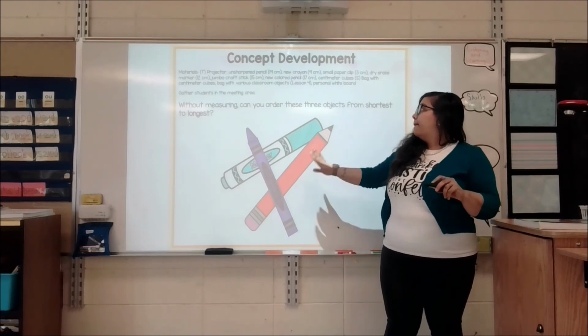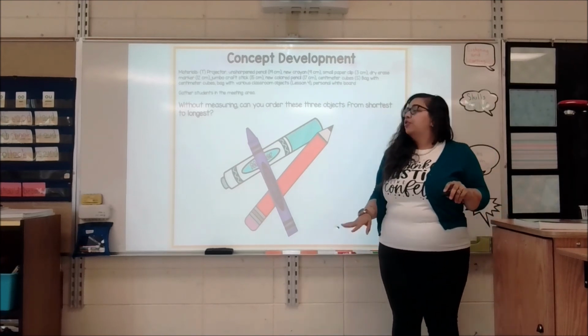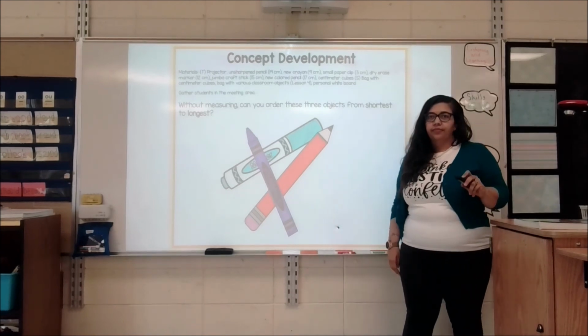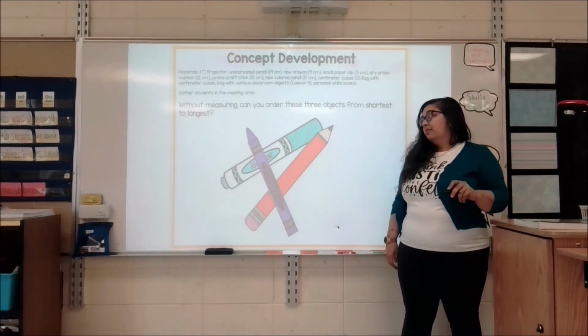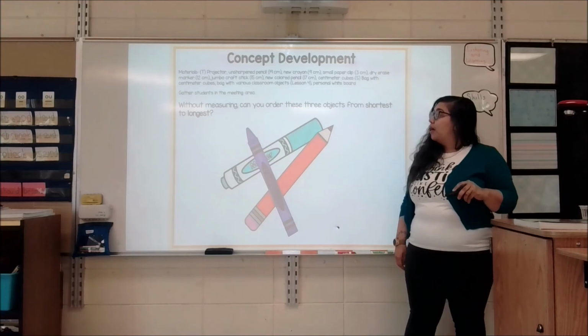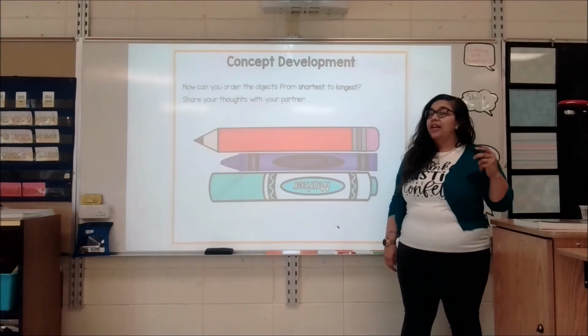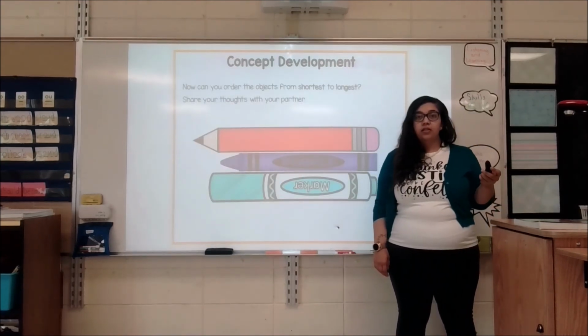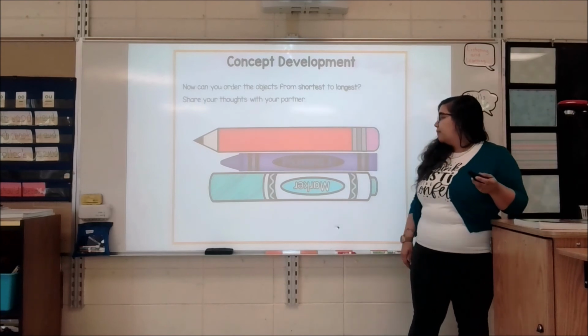So, without measuring, can you order these three objects from shortest to longest? It's kind of hard, they're all jumbled up. But what about when I put them like this? Can you then measure them from shortest to longest? You can, because we can see them.